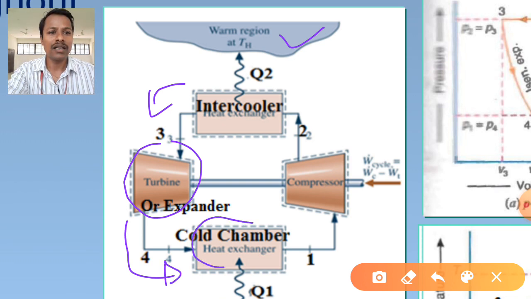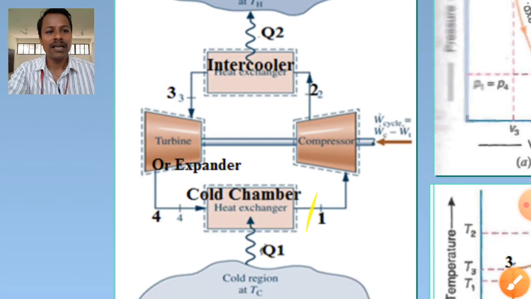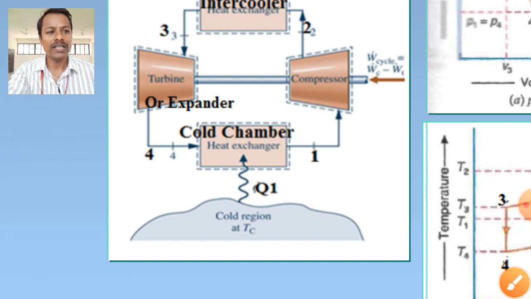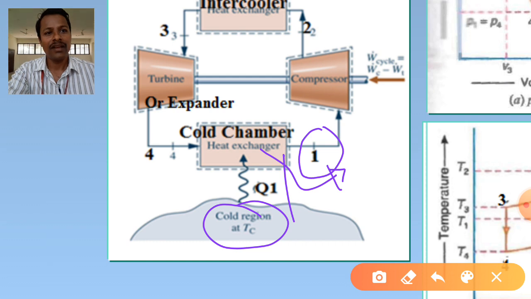Then it enters the cold chamber. We call it a cold chamber instead of an evaporator in the Bell-Coleman cycle. It absorbs heat energy from the refrigerated space or cold region. What is the cold region? The region where the temperature is to be decreased below atmospheric temperature. It absorbs Q1 amount of heat energy. After absorbing Q1, the working fluid comes out at state 1. Then it enters back into the compressor.